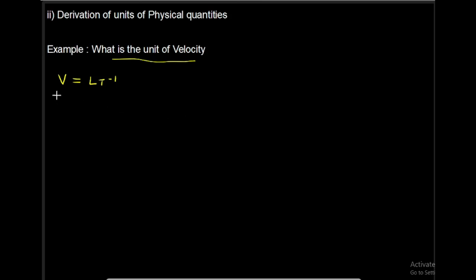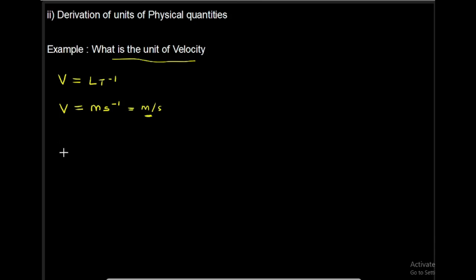Okay, so now we have velocity to be L T minus 1. How do we get the unit for velocity? So we have V equals L, which is length, and length is measured in meters. T is the dimension for time, and time is measured in seconds. So we have m s raised to power minus 1, which is the same thing as meters per second, or you can write it this way. So this is the unit for velocity.